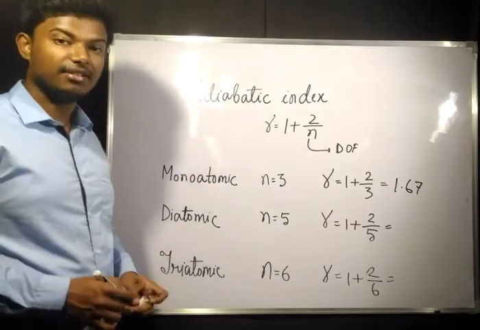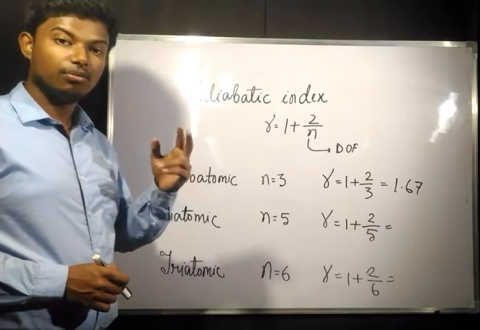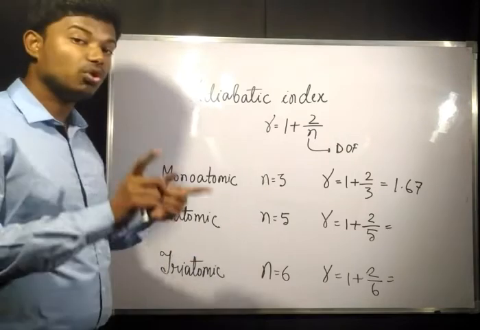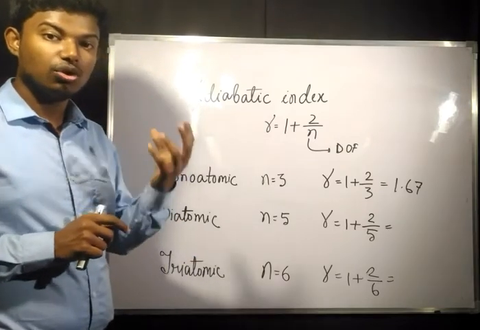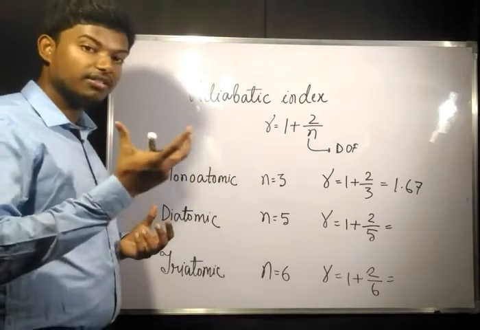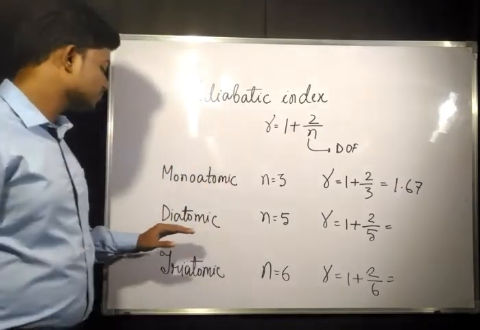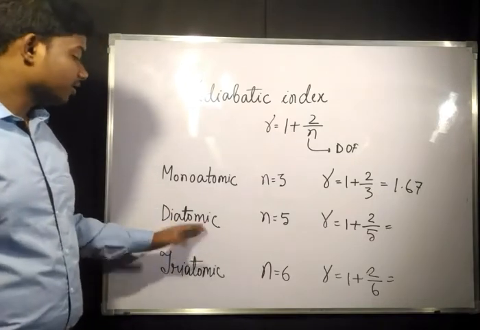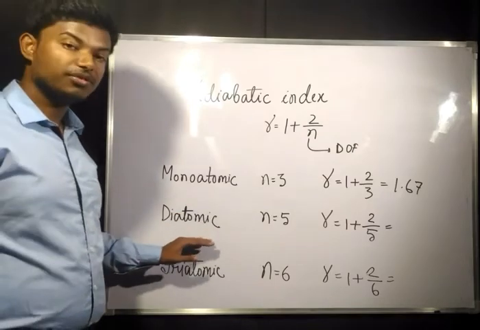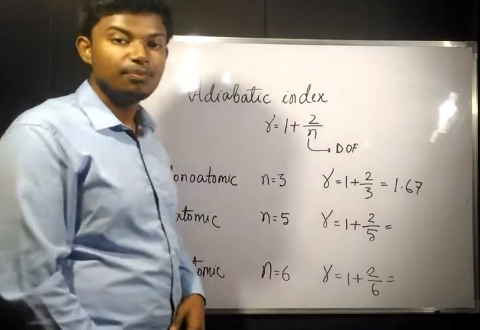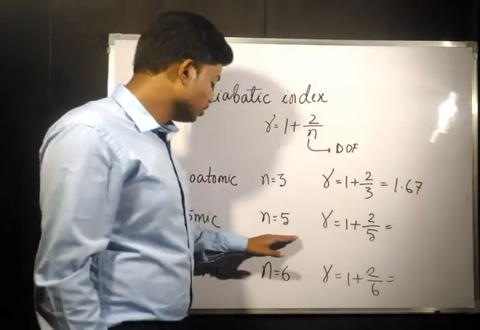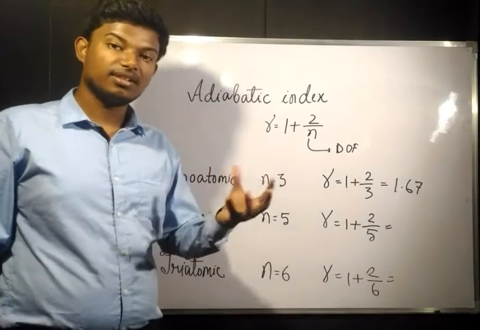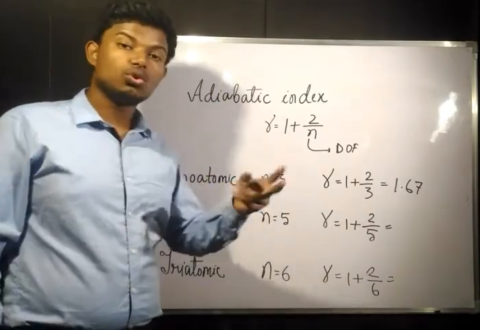Now for diatomic gases, each molecule contains 2 atoms. That means 2 oxygen atoms form oxygen: oxygen plus oxygen converts into O2. So a diatomic gas can be nitrogen or oxygen, O2, N2, etc. Experimentally it is found that the degree of freedom of such diatomic gases is generally n equals 5. The molecules of these diatomic gases can move in 5 different ways: 3 translational ways in 3 directions and 2 rotational ways.